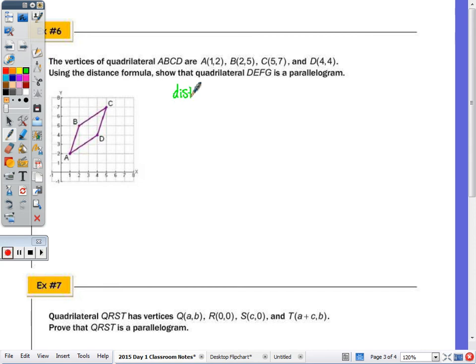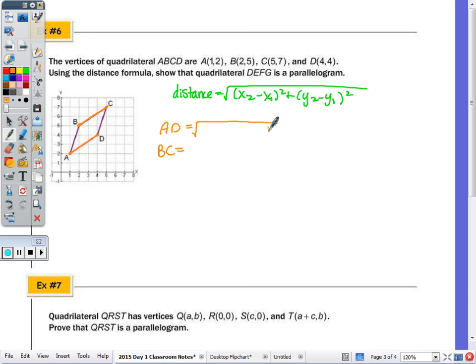So distance, and I'll show you what I mean by that. Distance formula, the only way to use distance formula in proving a parallelogram is to show that opposite sides are congruent. So I want to find the length of BC and AD. What I tend to do is put those that should have the same length right after the other. And then watch what I do.